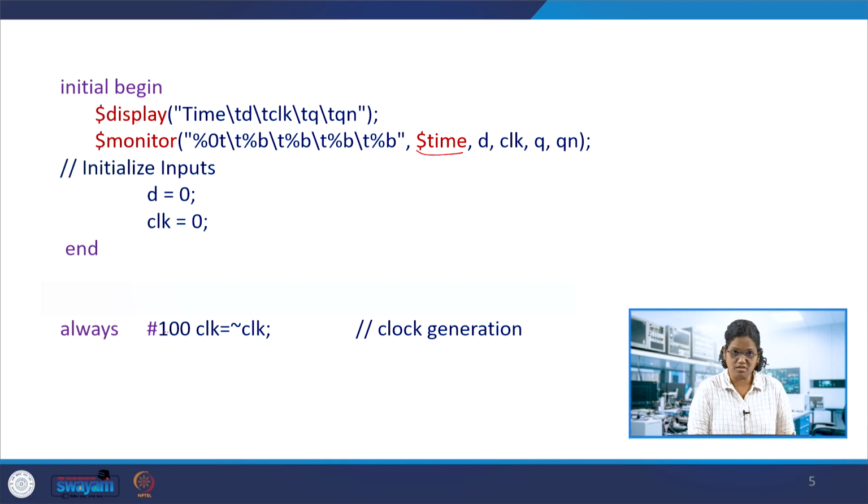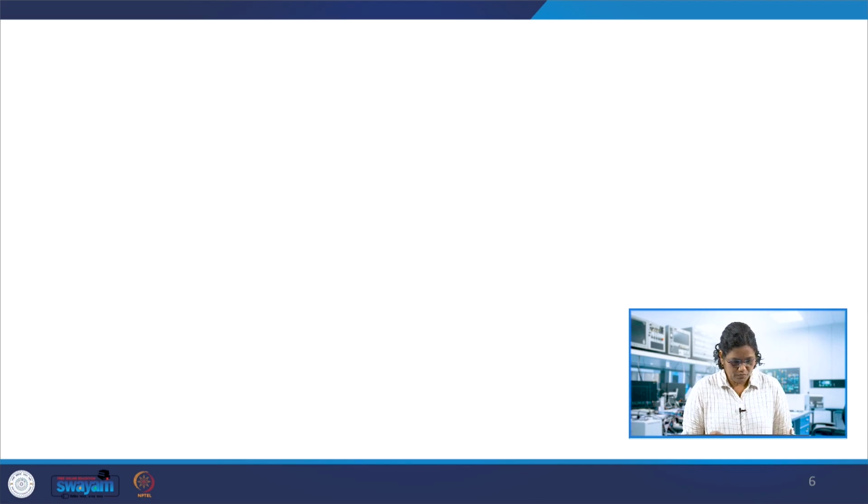This always block doesn't have a sensitivity list. Here, after every 100 time units, which is nanoseconds, the clock becomes not clock. So the first clock is 0, and then it is 1 for 100 nanoseconds, then 0 for 100 nanoseconds, then 1 for 100 nanoseconds, and so on. After the initialization part is done, d and clock are made 0. After that the clock is generated.